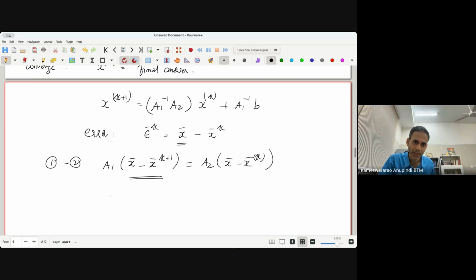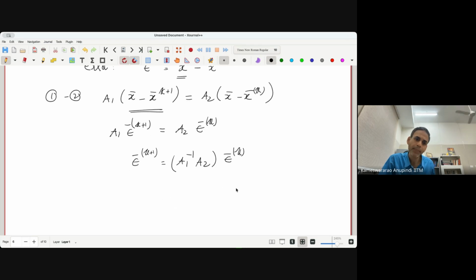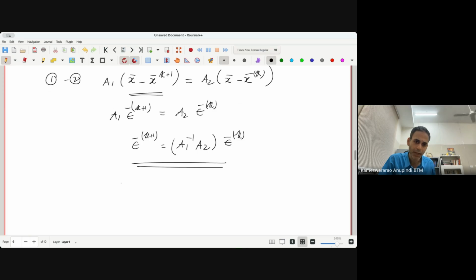Now we know that the error at the k plus 1 iteration equals A2 times the error at the kth iteration. That means, by bringing A1 to the right hand side, I can write this as A1 inverse A2 times the error at the kth iteration. Or we can also write the error at the kth iteration equals (A1 inverse A2) to the power k times the error at the 0th iteration. If I repeatedly apply this, I can obtain this formula.